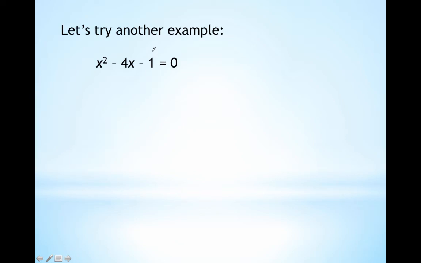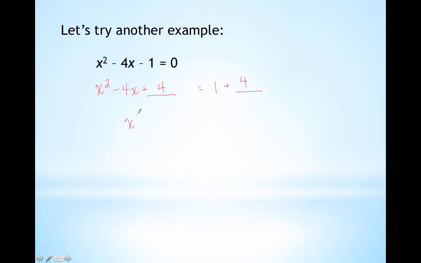So I need to get this 1 out of the way because this is not a perfect square trinomial. So I'm going to rewrite this, moving the 1 over to the other side. I'm going to give myself space. So I'm going to set that equal to 1. I want this to be a perfect square trinomial. I need this to be half of negative 4. Negative 2 squared is 4. So again, I'm going to have to add that same 4 to the other side.